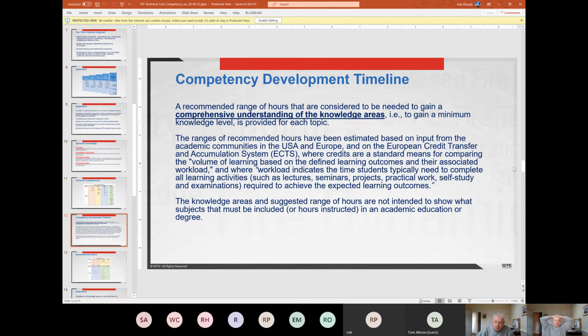These are required to meet the learning outcomes or the objectives if you're working in those areas. Knowledge areas and suggested range of hours are not intended to show what subjects must be included or hours instructed in an academic or education degree program. It's not the same as what we have in the U.S. versus what's available in the European areas versus what's available in Spain or France, for example. Okay, next slide. And you might want to zoom in on that one.